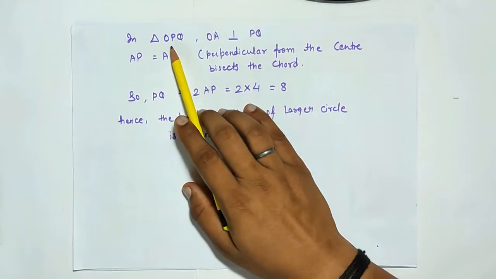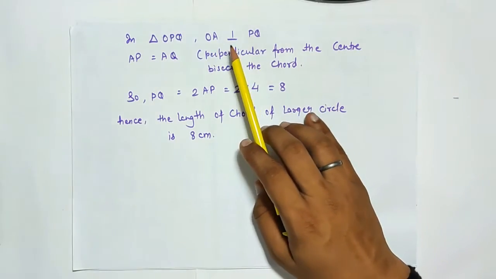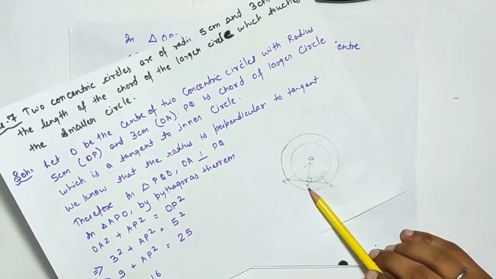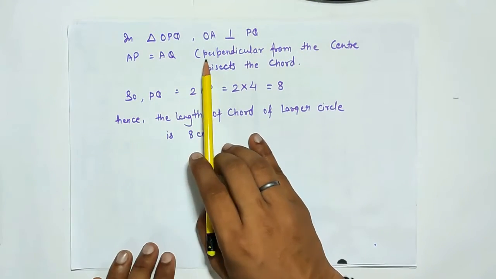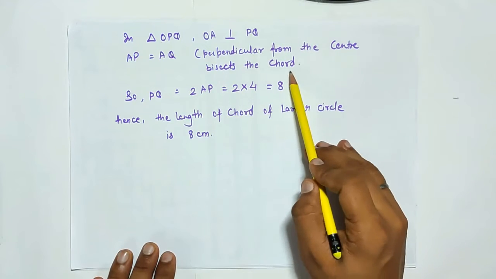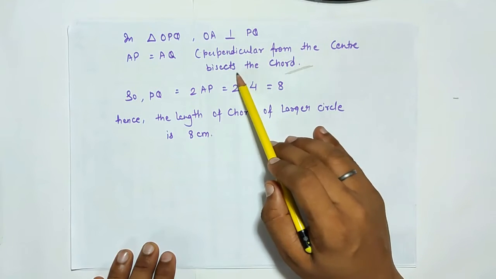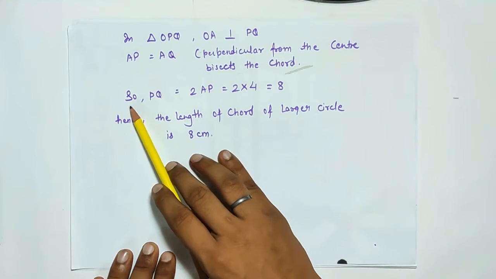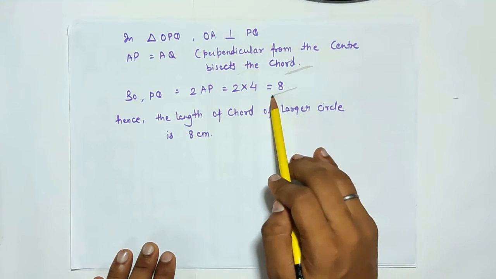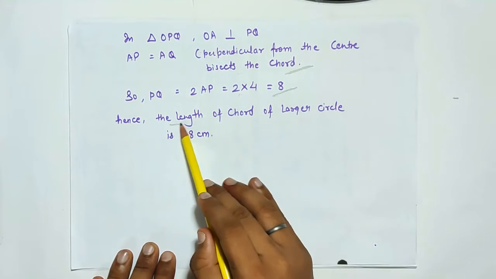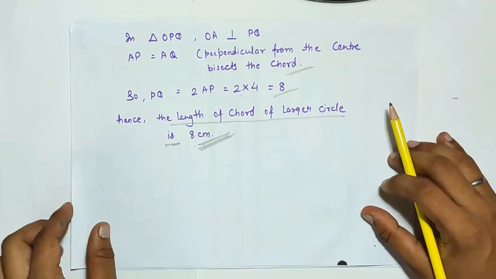In triangle OPQ, OA is perpendicular to PQ, AP is equal to AQ, that is perpendicular from the center bisects the chord. The reason is perpendicular from the center bisects the chord, that's why AP is equal to AQ. So PQ is equal to 2AP is equal to 2 into 4, which is 8. Hence the length of a chord of a larger circle is 8 centimeters. So this is the answer for question number 7.